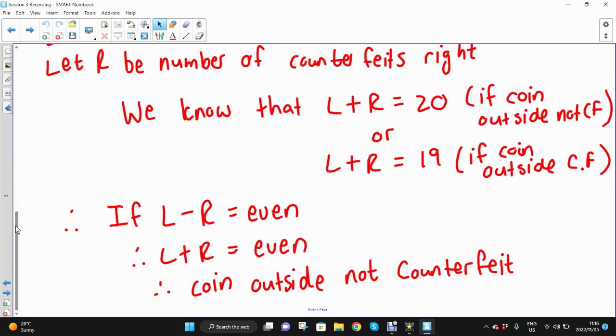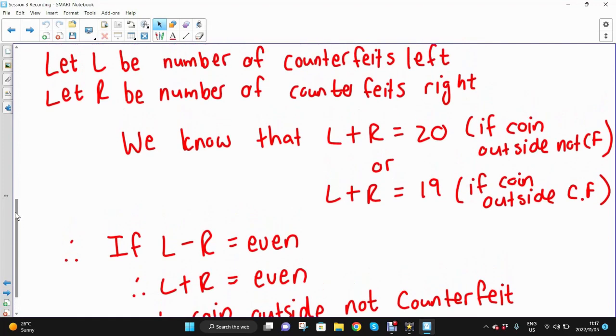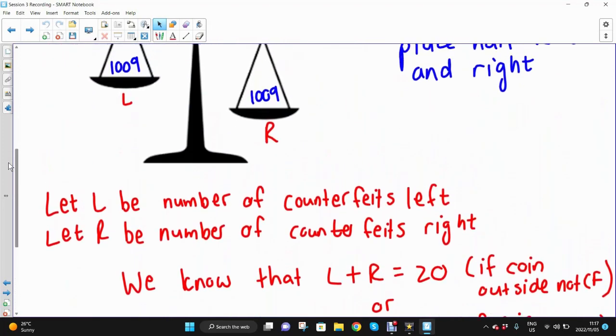So the quickest way to do this is just to check what is the weight on the left and right, subtract them, and if you get an even number, you know that that's the same as whether you add the counterfeits together, their weights, and also get an even number. And then the coin outside must be a counterfeit. Quite a clever way of doing this and solving it.